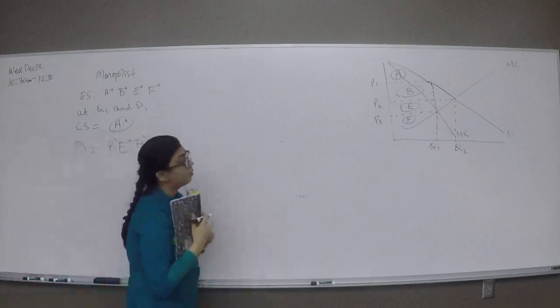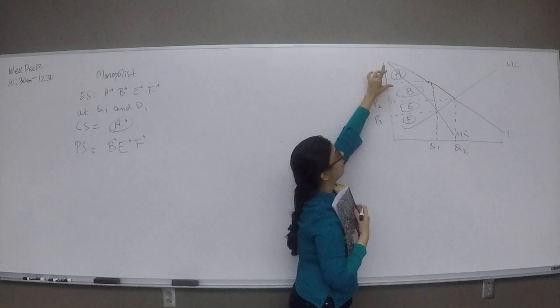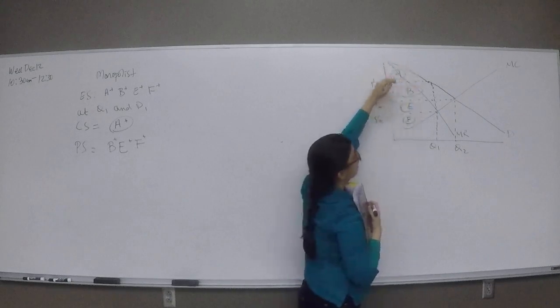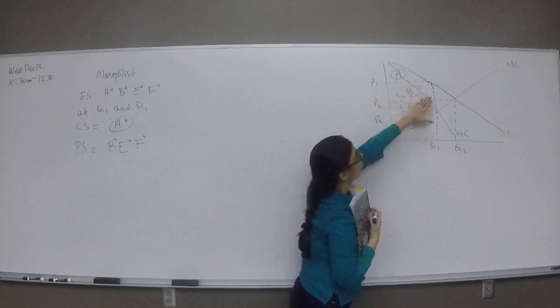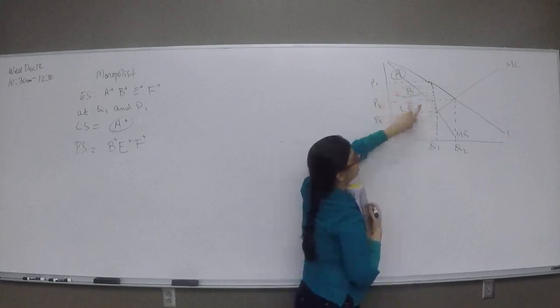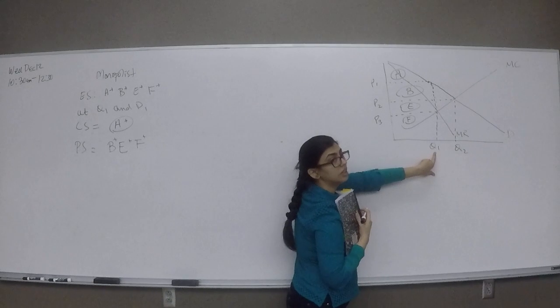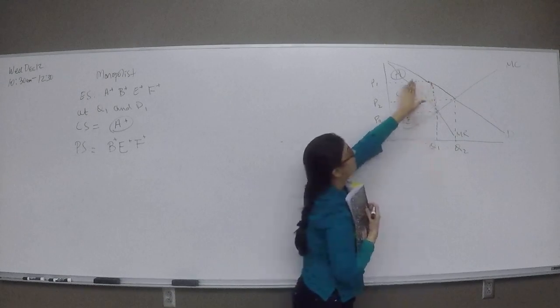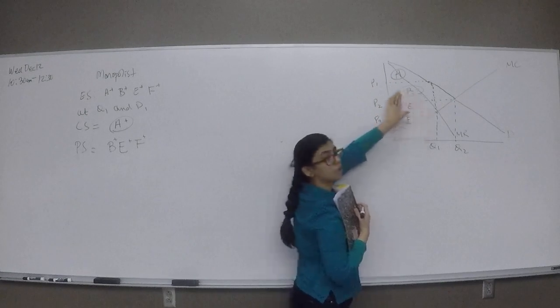So for a monopolist, the consumer surplus area is just this small area underneath the demand curve, and the producer surplus is this whole big chunk, from the quantity they are producing and their maximum quantity to the price they're charging. That whole area is the producer surplus.